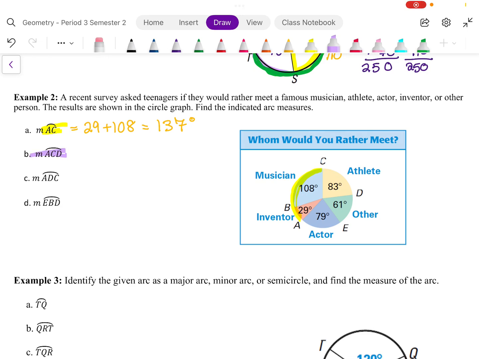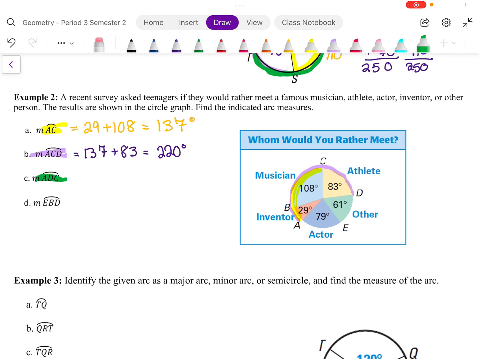Okay, next we're looking at ACD. So this one's going to be a little bit bigger. So we can use that 137 that we already found, and then we're going to add the 83 because we're going that much further. And for this one, we're going to end up with 220 degrees.